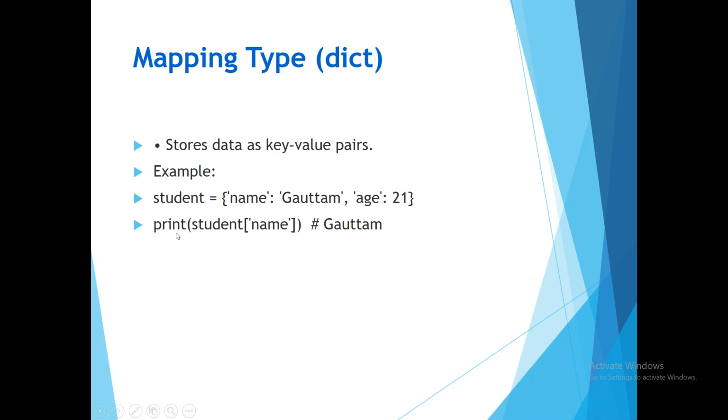Suppose we have to print the name, print student name. This will give the output Gautam. And if you print age, this will print 21.